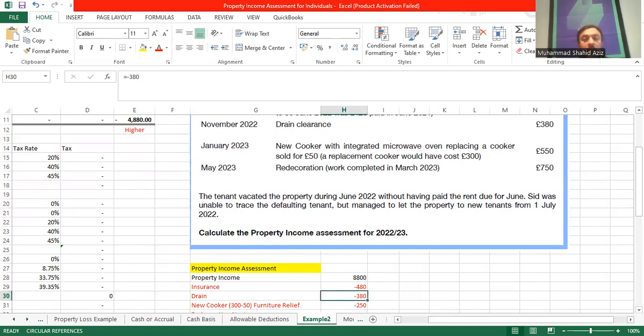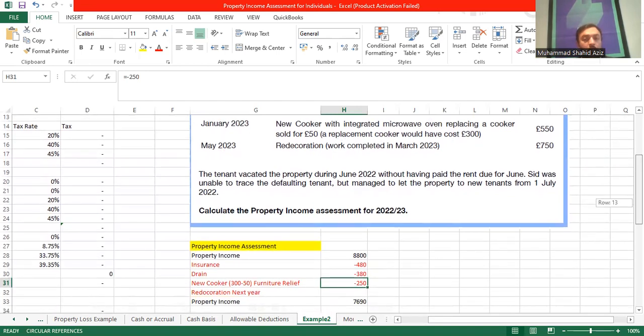And the next one here is a replacement furniture relief. So the new cooker was replaced with a more modern cooker, and the previous cooker was sold for 50. As we said, only replacement furniture allowance applies, so we need to minus 300 pounds minus 50. So we will get 250. The new cooker, if we are buying, has to have the same functionality that the previous cooker had. So this is an important point here.